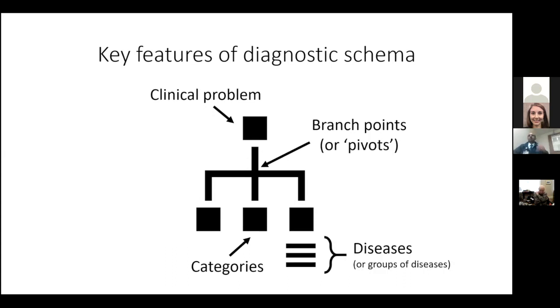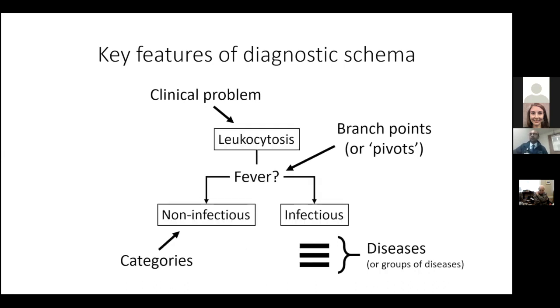So just to give you a very rudimentary schema for a problem we think about a lot in infectious diseases, leukocytosis, right? So the patient has leukocytosis, and perhaps you decide to use fever as your branch point. And if they have a fever, you're thinking more that this is an infectious cause. If they don't have a fever, you're thinking more of a non-infectious cause. Now, certainly this is not meant to be an accurate schema in any way. This is just meant to be illustrative of what a schema might look like.